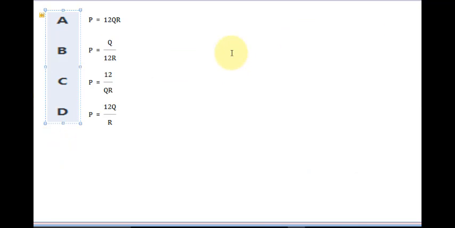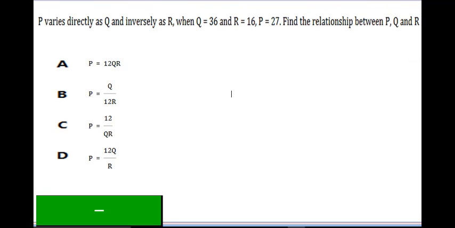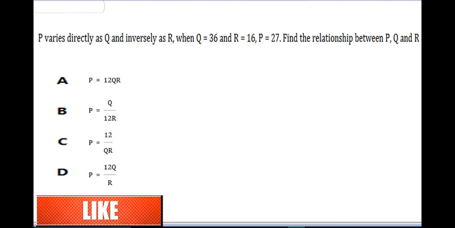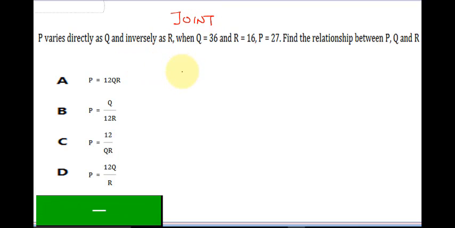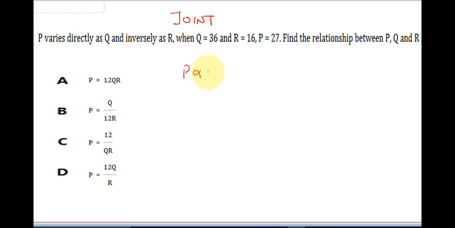But the final question we are going to be solving for today is actually called the joint variation. Now this is called the joint. Why is it called the joint? Because it's made up of the direct and the indirect. Now see, p varies directly as what? q. Then p also varies, it says p varies directly as q and inversely as r. That means p varies 1 over r.